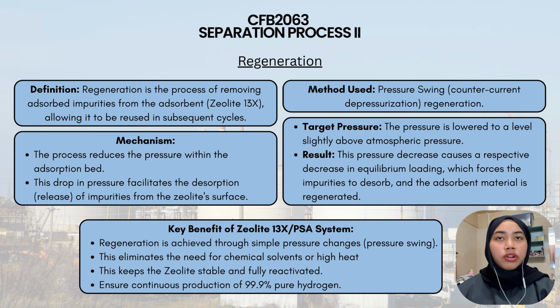Regeneration is the process of removing adsorbed impurities from adsorbents, enabling their reuse. The regeneration method used is pressure swing, which is counter-current depressurization, which reduces pressure and facilitates the desorption of impurities from the zeolite surface, preparing it for the next cycles. This is done by lowering the pressure to slightly above atmospheric pressure, resulting in a respective decrease in equilibrium loading. The impurities on the adsorbent are desorbed and the adsorbent material is regenerated.